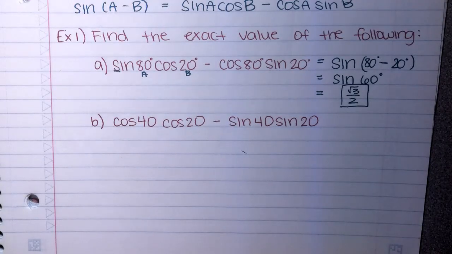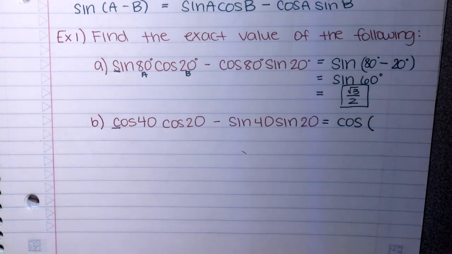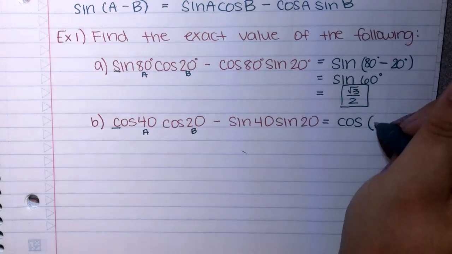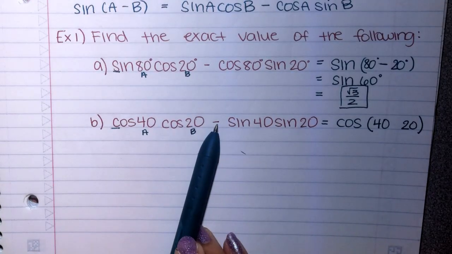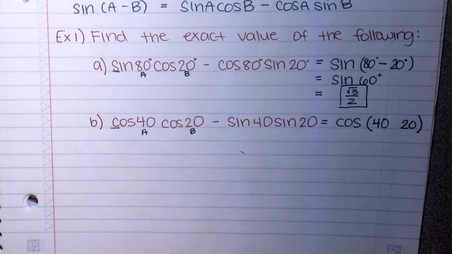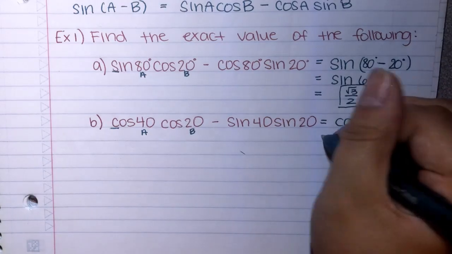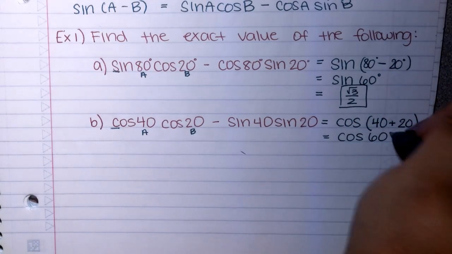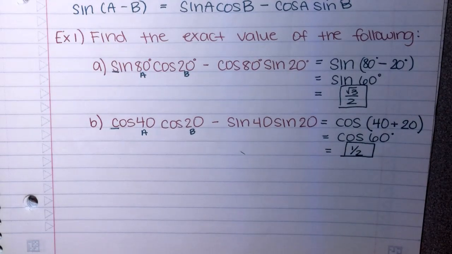Which function is this? Starts with cosine, so it's cosine. And do y'all agree I have 40 and 20? And what do we know about cosine? Opposite sign. So this is minus, so what's it going to be? Plus. And, right, 40 minus 20 is not on our unit circle. What's 40 plus 20? And what is the cosine of 60 degrees? How are we feeling? Okay. We ready for a quiz on this? Yes.